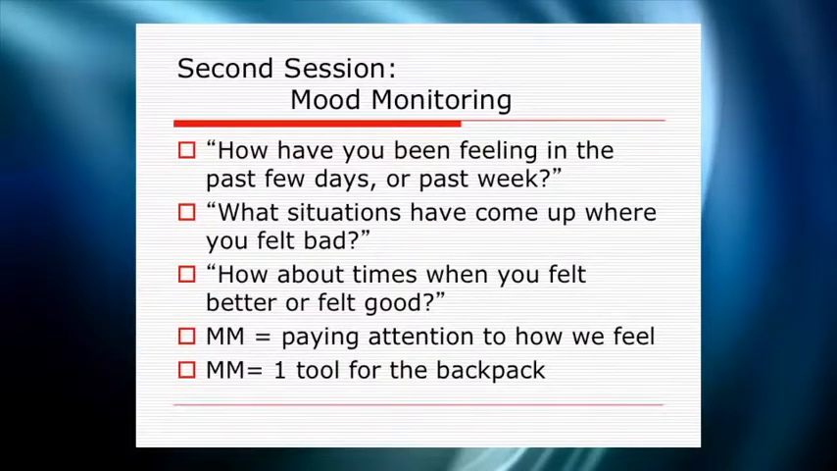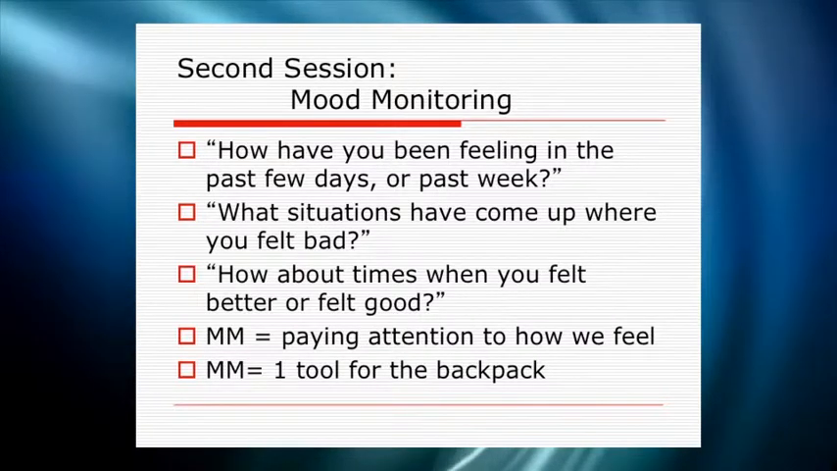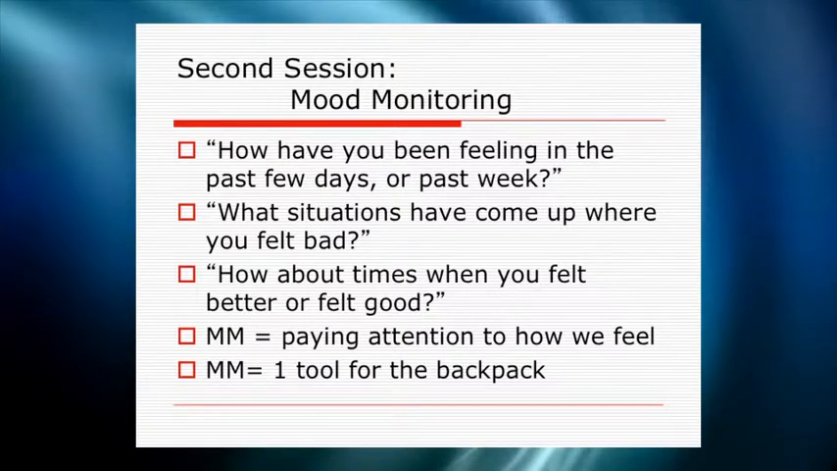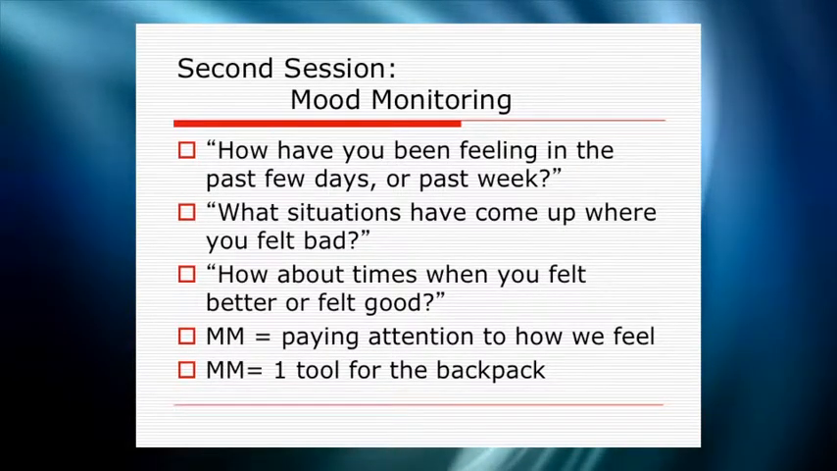And then fill in 2 or 3 other numbers along the way so that they get the idea that there are sometimes when they feel pretty good but not ecstatic, and sometimes when they feel pretty bad but not terrible. And this will fluctuate over time. So the questions I have up here on the slide are just examples of probes that you can use during sessions. How have you been feeling in the past few days or the past week? What situations have come up where you felt bad? How about times when you felt better or felt good? Okay.